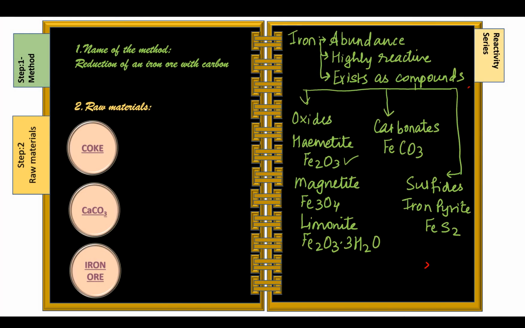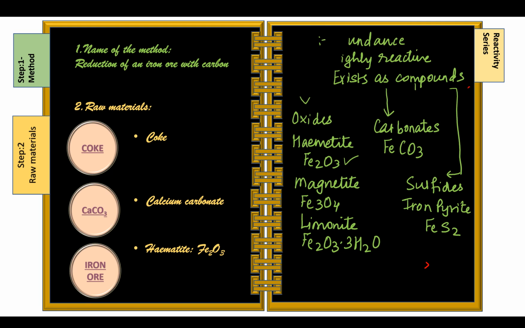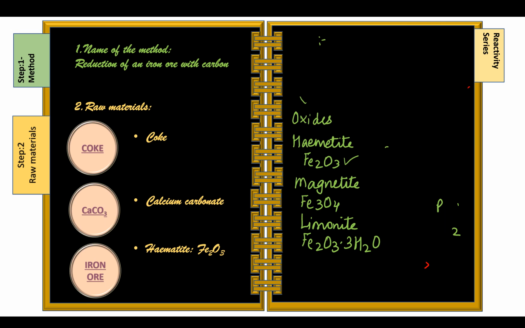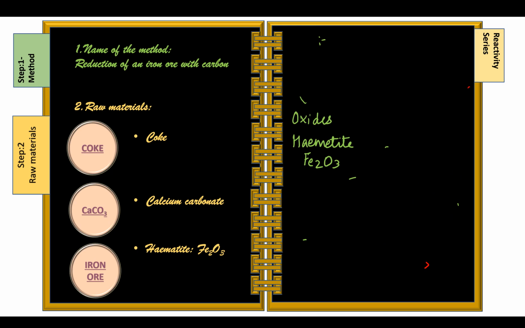Now, so you know the method of iron extraction, which is reduction of an iron ore with the help of carbon. You know the three raw materials, and I've told you the ore of iron that we are going to use is going to be hematite, which is Fe2O3. Now, having said that, I'm going to show you the apparatus or the industrial unit rather in which the iron extraction takes place, and that unit has got a very special name, which is the blast furnace. Okay, so I'm going to just quickly erase this and I'm going to show you my blast furnace.